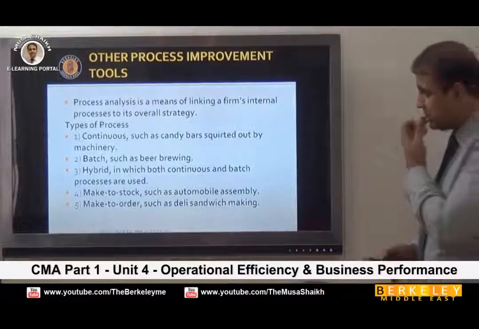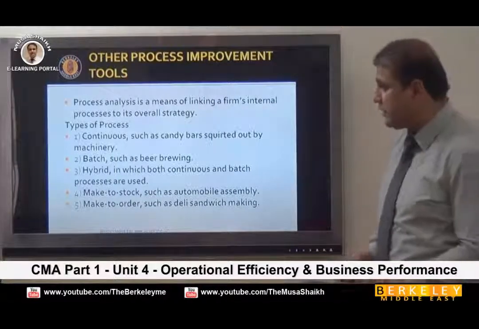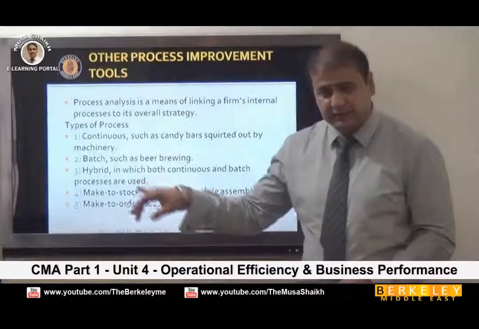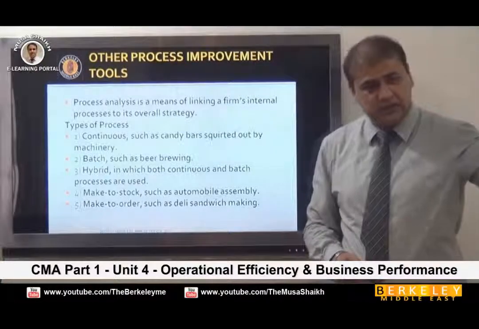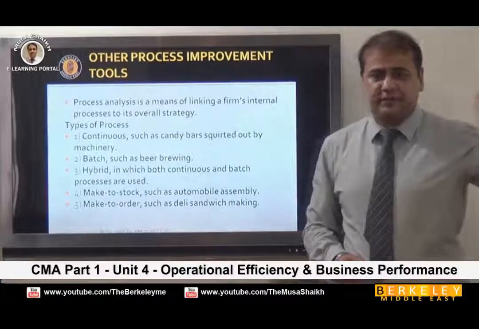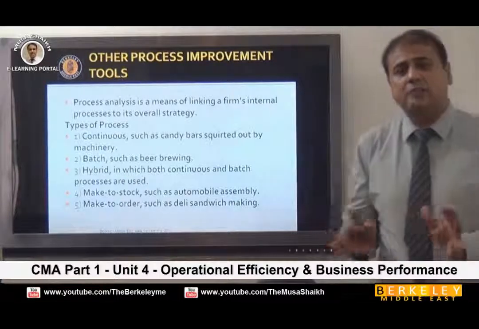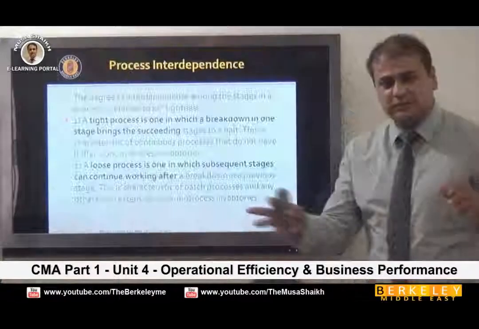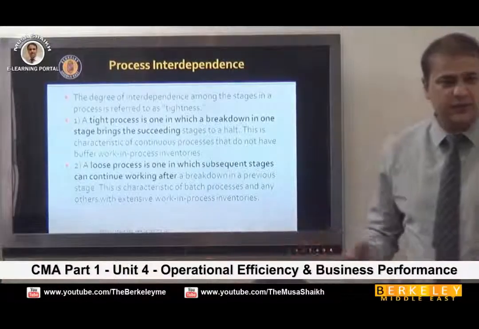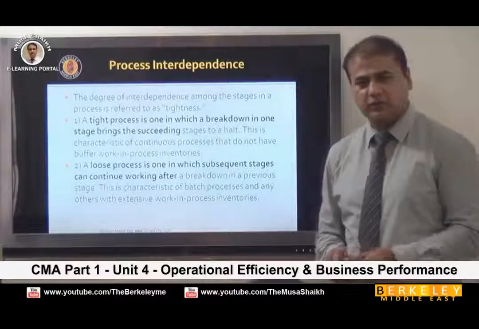What are the other types of processes we have? We have continuous process, that is like oil coming continuously from the well and we are processing. There is a costing called process cost. In the costing we will discuss. So this is loose process. It will not stop your work altogether.